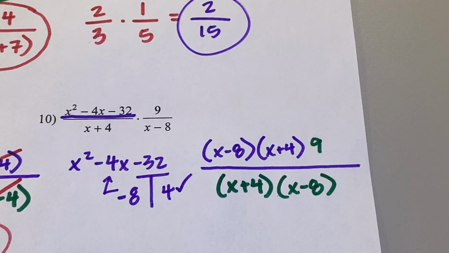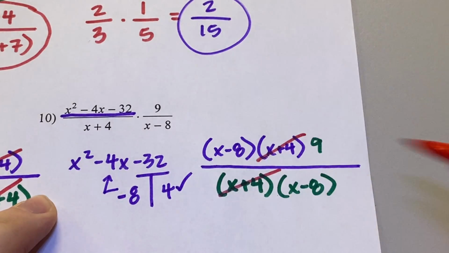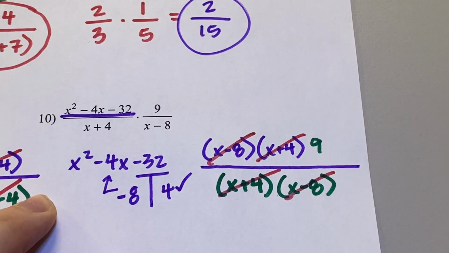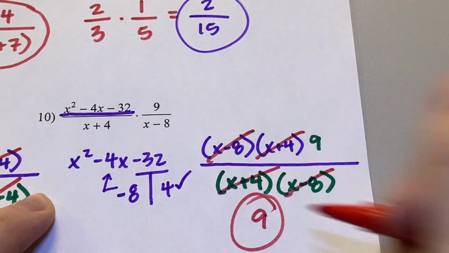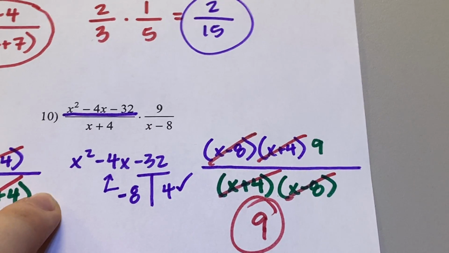Now comes the fun part. What do you see the exact same on top and bottom? x plus 4, both of them, and x minus 8, both of them. So what's the only thing that's left? 9. Do I have to put it over 1? No. You just put it there. It's a big old 9.